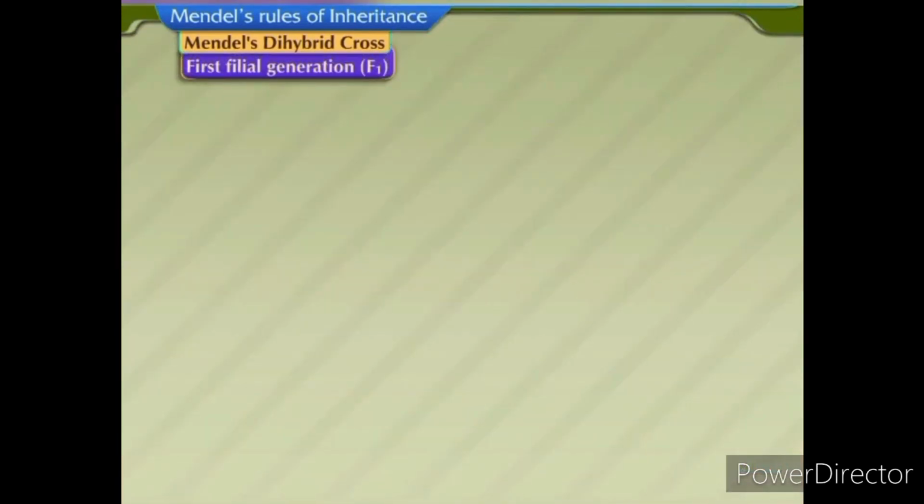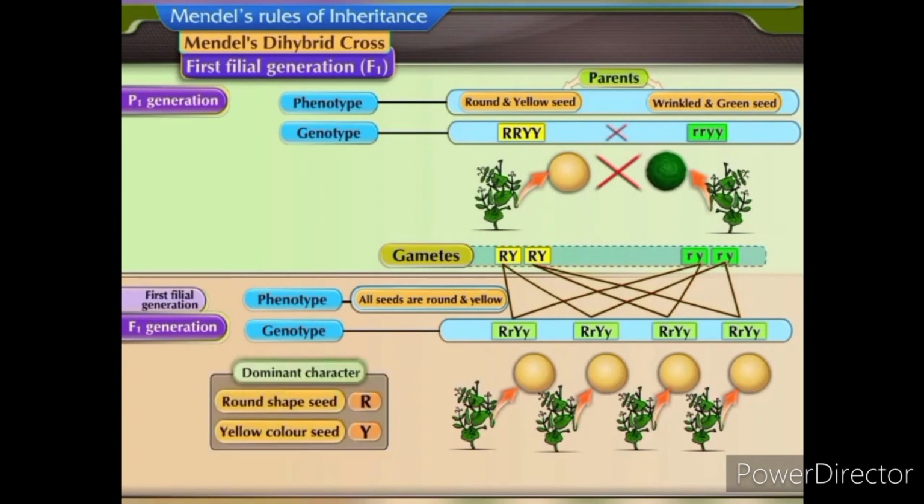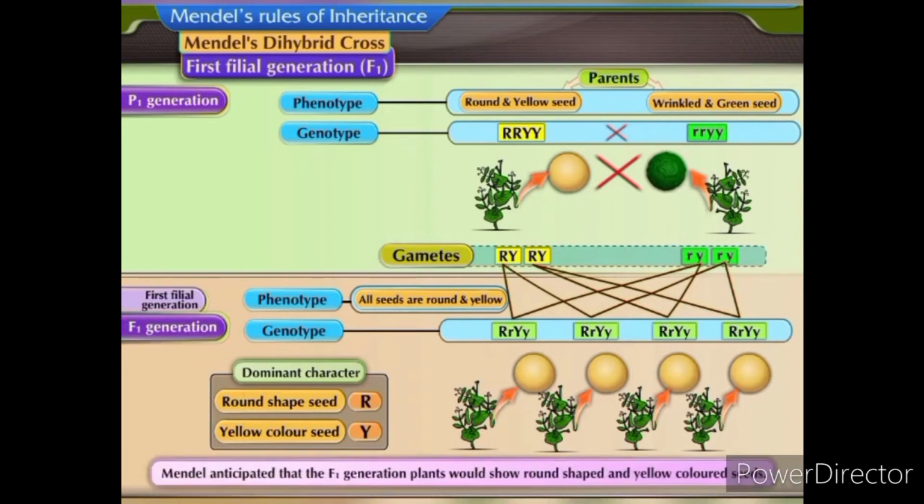First filial generation, F1. Mendel had observed that only the dominant character gets expressed in the F1 generation. On the basis of these experiments, Mendel anticipated that the F1 generation plants would show round-shaped and yellow-colored seeds. His prediction was found to be correct, and phenotypically the F1 plants were with round yellow seeds.